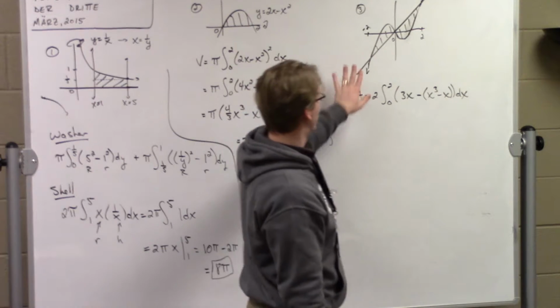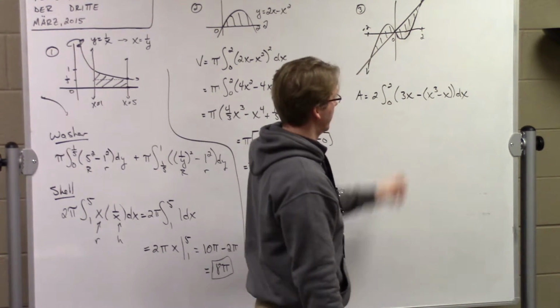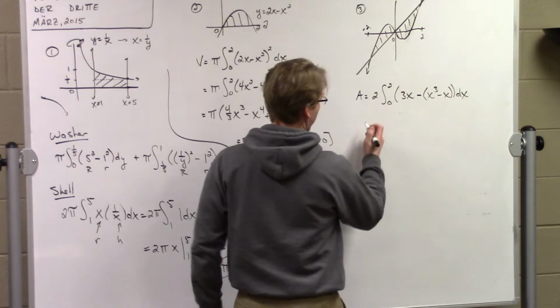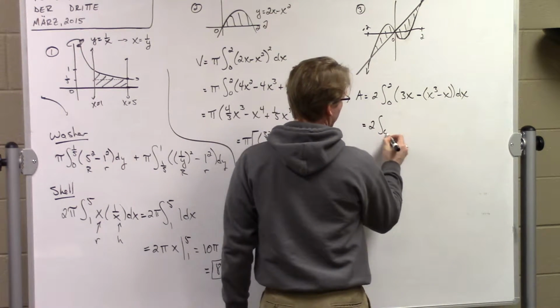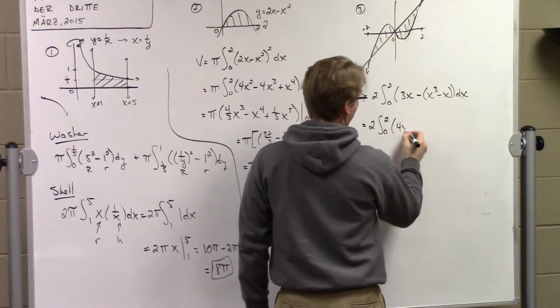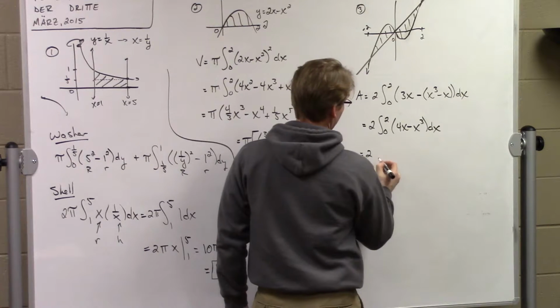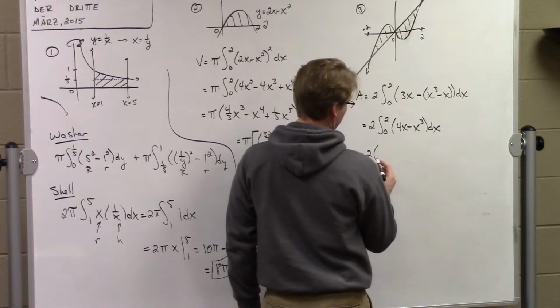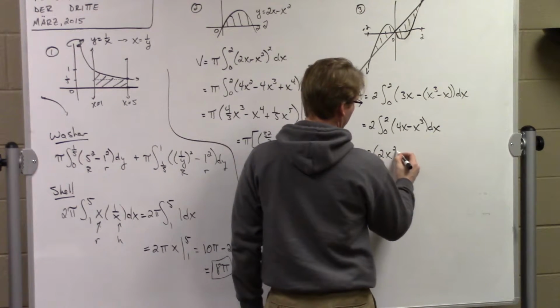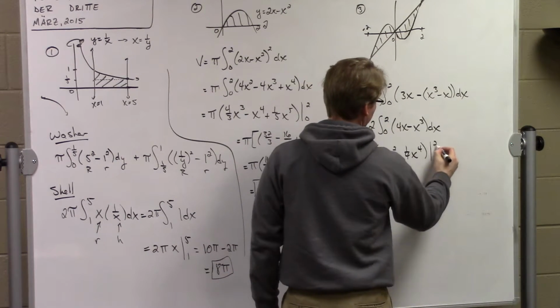But if you set it up as two pieces and did this side with the curve on top and the line on the bottom, you get the exact same answer for this one. So I will double 0 to 2. To clean that up, we get 4x minus x cubed dx. So 2, let's see, what is that? 2x squared minus 1/4 x to the 4th from 0 to 2.